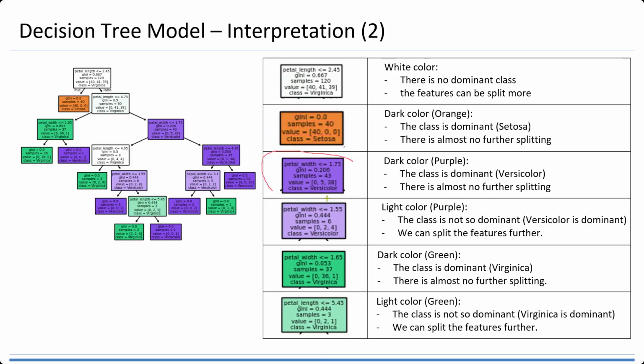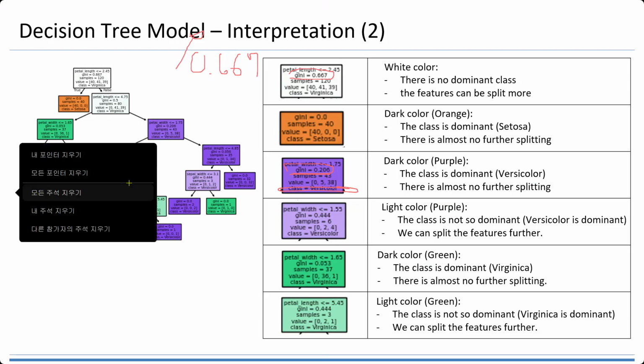Now let's see the second picture with the purple. So this is dark color, so the class is dominant. What is the class? The class is versicolor. And you can see the Gini is 0.2. This is not that high if you compare with this one, 0.667. So the higher Gini value means the more important that feature is. If the Gini is low, then this feature is less important.